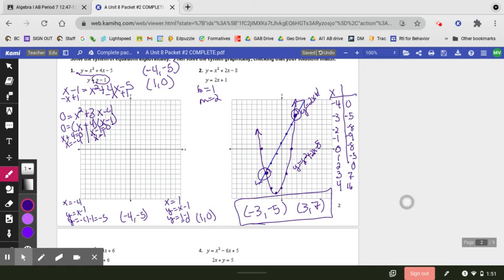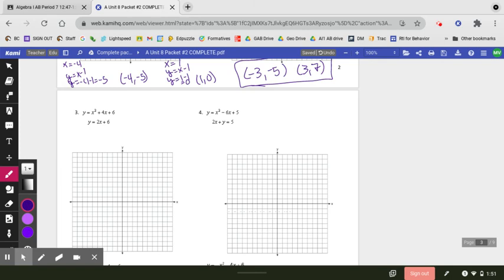So I want you to pause. And I want you to do number 3 algebraically and number 4 graphically, and check them both on your calculator to make sure they're right.